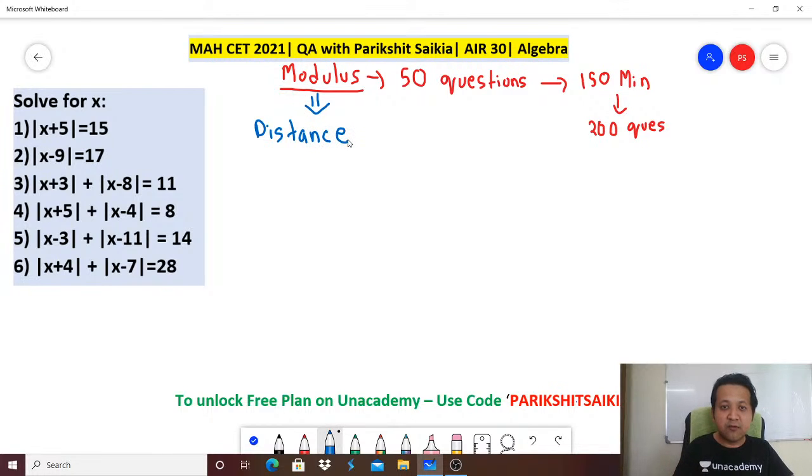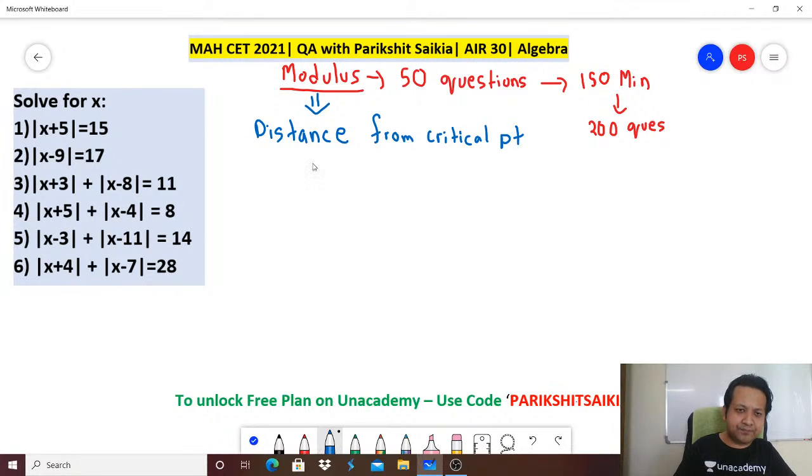Distance from what? From the critical point. So remember this English meaning. Modulus is distance from the critical point. What is the meaning of critical point? Critical point is that point which makes the modulus 0.